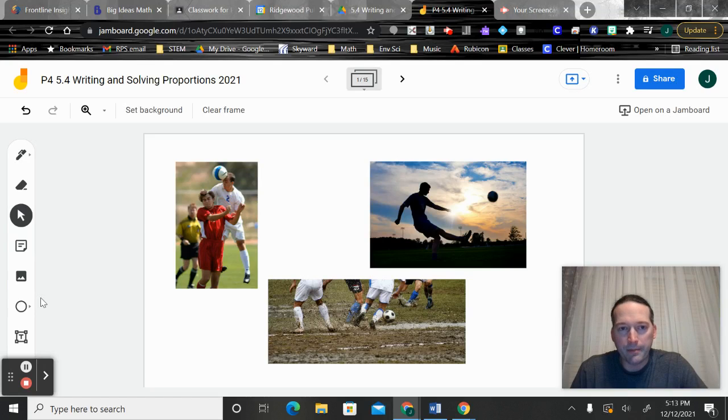If you think about soccer, there's times where you need to head the ball. There's times where you need to kick a lob over. Sometimes you need to kick the ball low. They're all different techniques, and every one of them gets practiced because you never know when you're going to need each one. Same thing with us solving proportions.